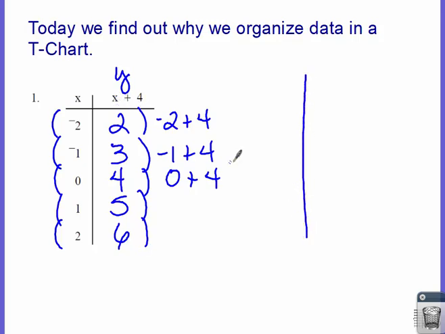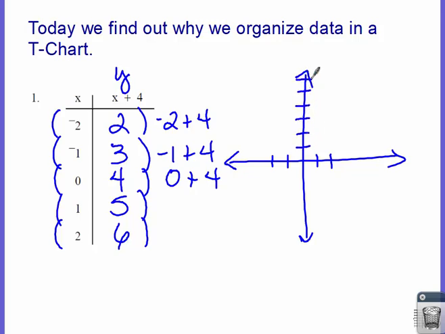Let me draw a graph here. Here is our graph. Now we need to put some tick marks on it, and I'm going to use the data in our T-chart to determine how many I need. On my x-axis I have -2 to +2, so I need 2 tick marks on the left and 2 on the right. For the y-axis, I go from +2 to +6. I don't have any negative values, so I don't need tick marks at the bottom, and I need 6 tick marks going up.